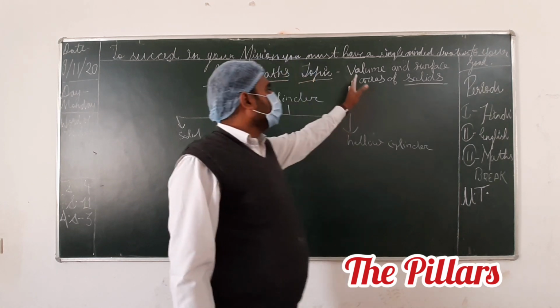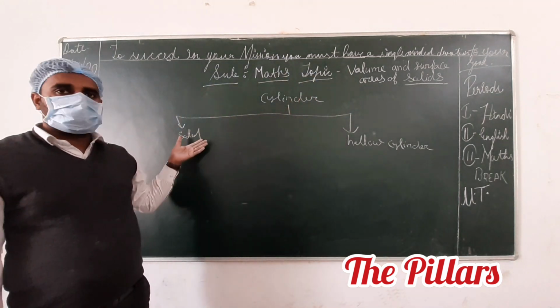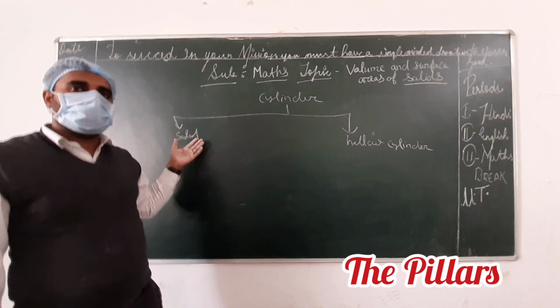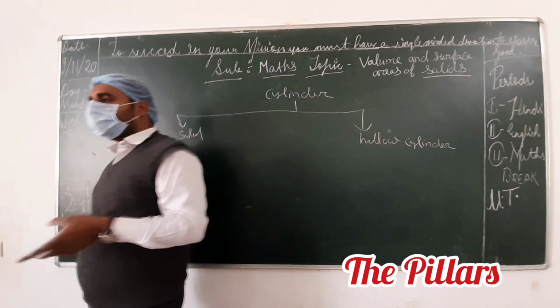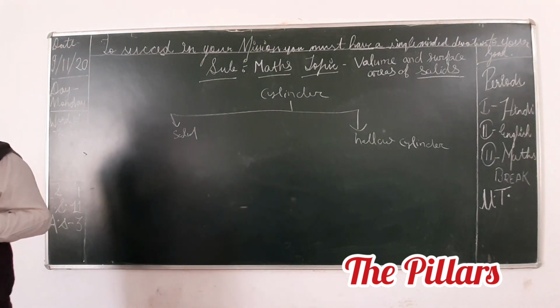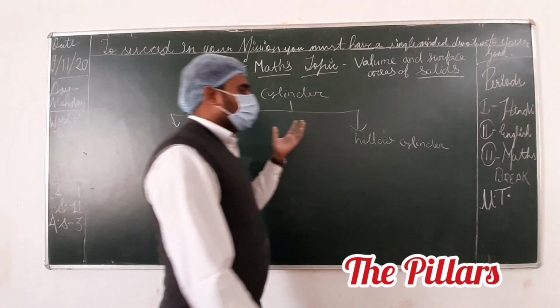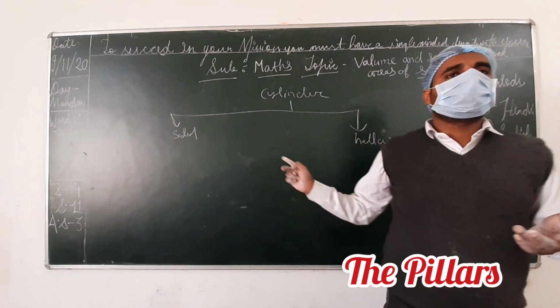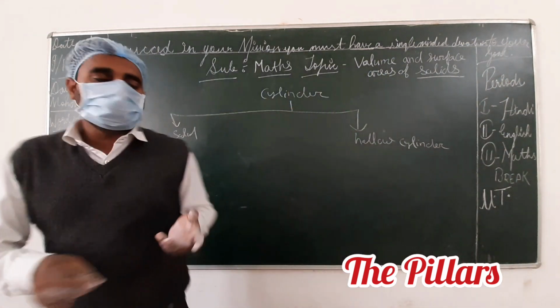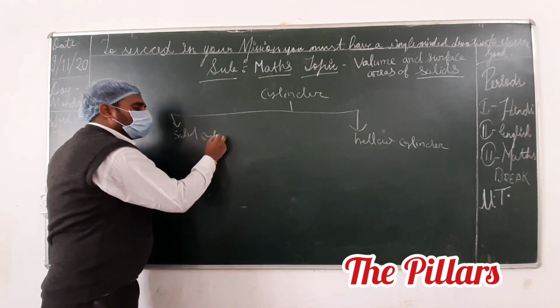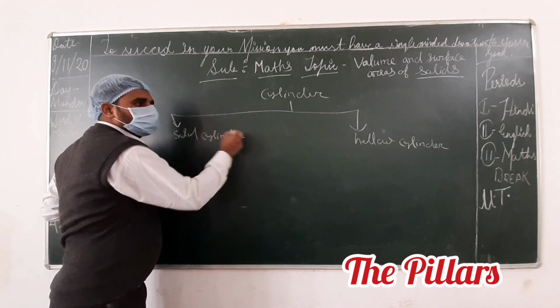After that we have to discuss the cylinder. There are two types of cylinder: the solid cylinder and the hollow cylinder. In the previous lecture, we saw that we have to generate the formula for the solid cylinder and also for the hollow cylinder. Till here, does anyone have any doubt?